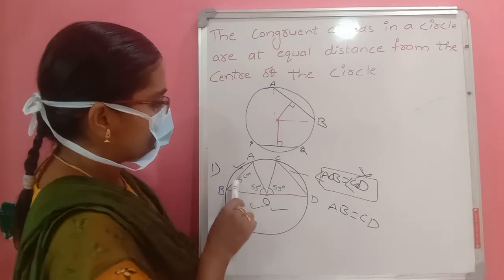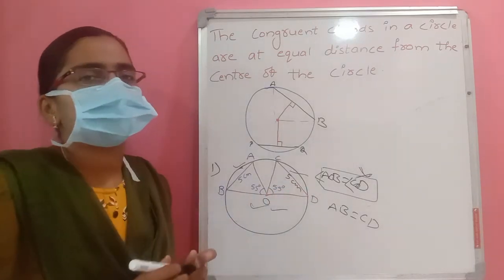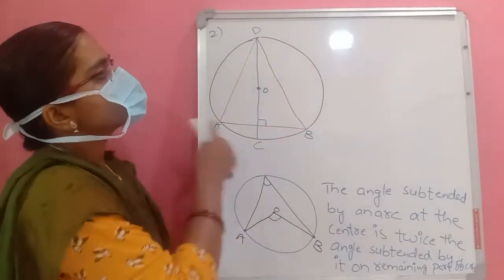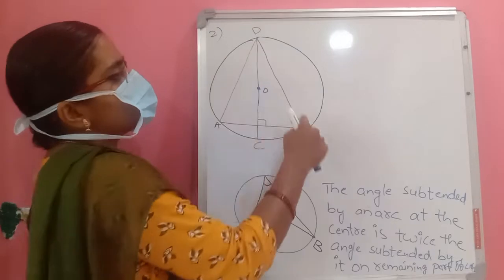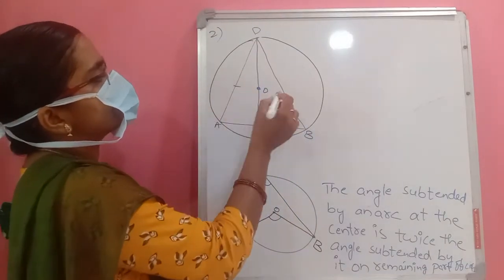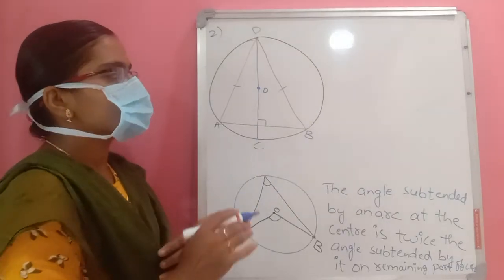Now we have here AB is 5 centimeters. Then CD is also 5 centimeters. So this is the diagram. From this diagram, they ask you to prove AD equal to BD. AD, this is the side and this is the side. Are these two equal or not? We have to check here.